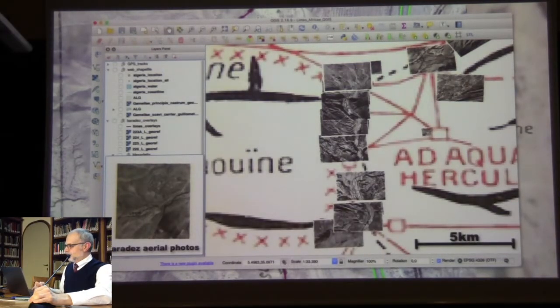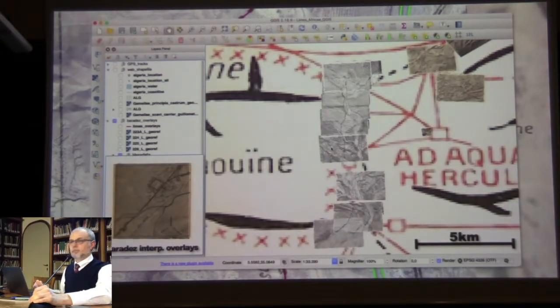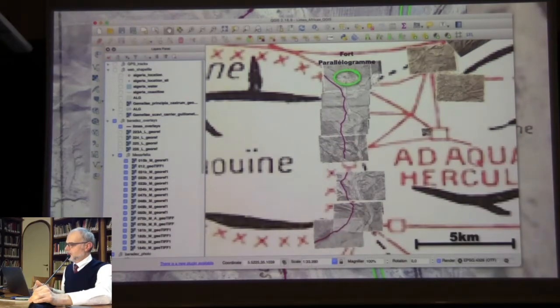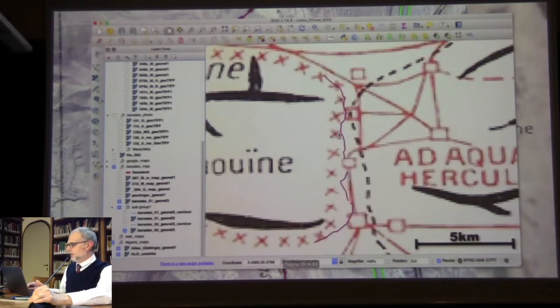And okay, these are zooming in. These are the Baradez aerial photos of the area, with the interpretative overlays made by Baradez. He was using a kind of GIS in '49, handmade. If I take the overlays, I can precisely trace the LiMeS, intended as a fossatum, in this area, and this is the purple line. Fort Parallélogramme is in this area. Now I will zoom in again.